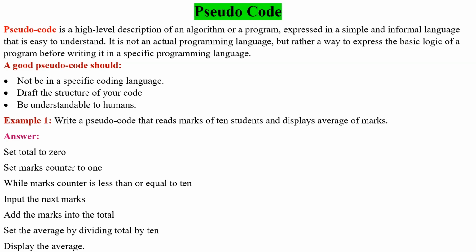Now the condition starts here. While marks counter is less than or equal to 10, we have to input the next marks. Then, we add the marks into the total. Next, we have to set the average by dividing total by 10. Finally, display the average.